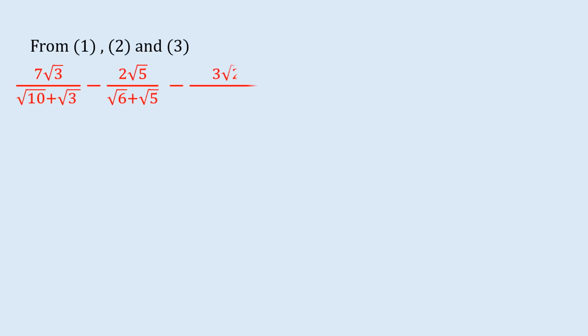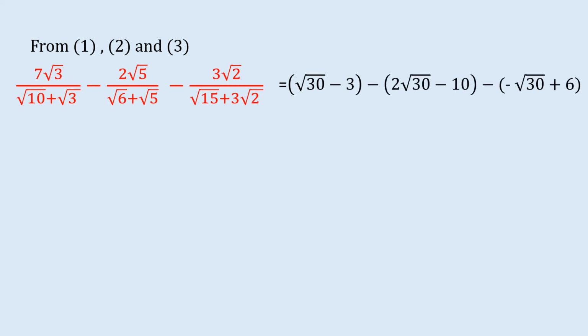From equations 1, 2 and 3, we get the solution of these 3 given rational numbers as root 30 minus 3, minus in bracket 2 root 30 minus 10, minus in bracket minus root 30 plus 6. Here don't forget to put the bracket because we have minus here. When we open the bracket, the sign will change. This is the common mistake done by most of you. You just write down the numbers directly and then you forget to change the sign inside the bracket.